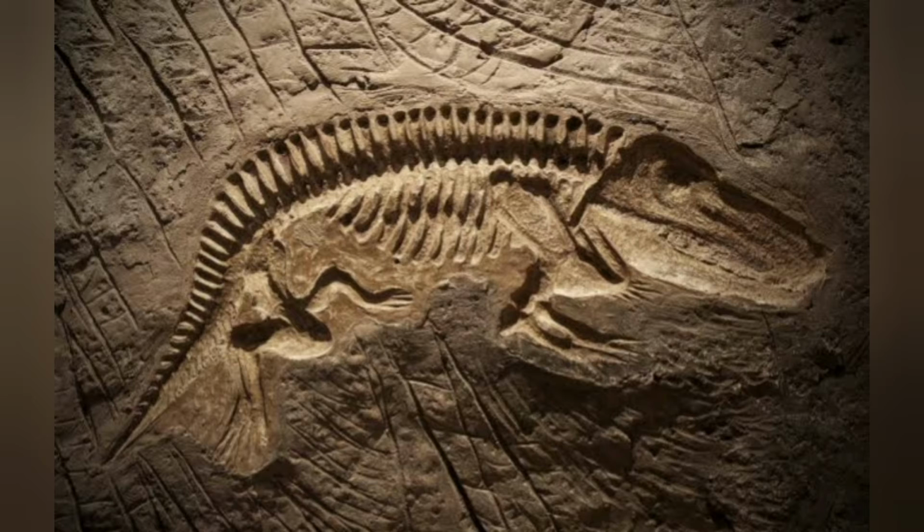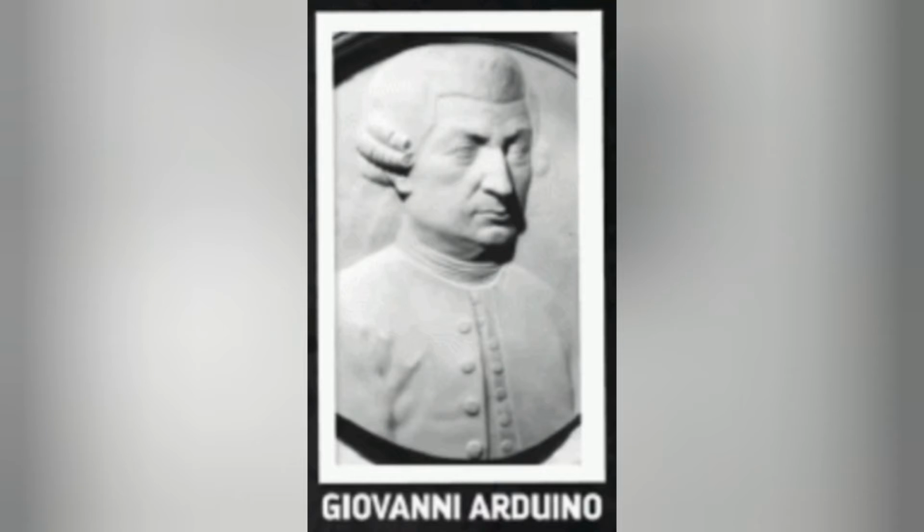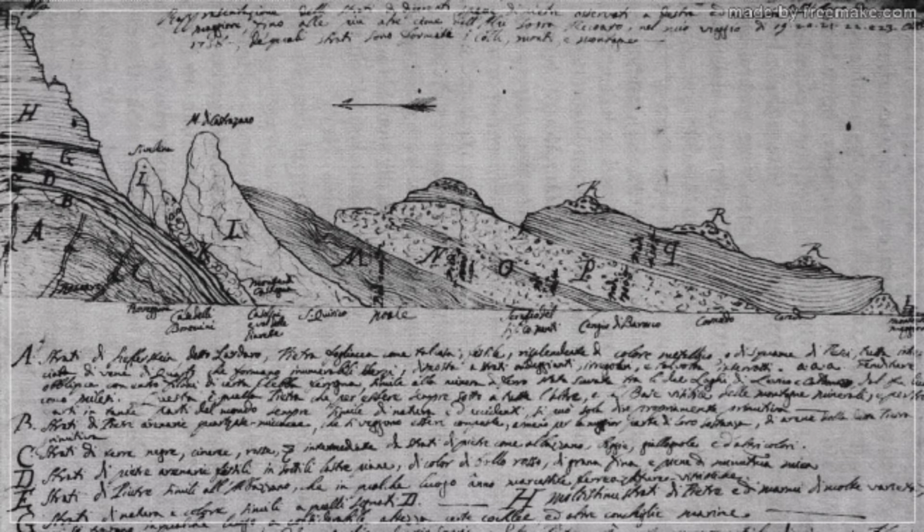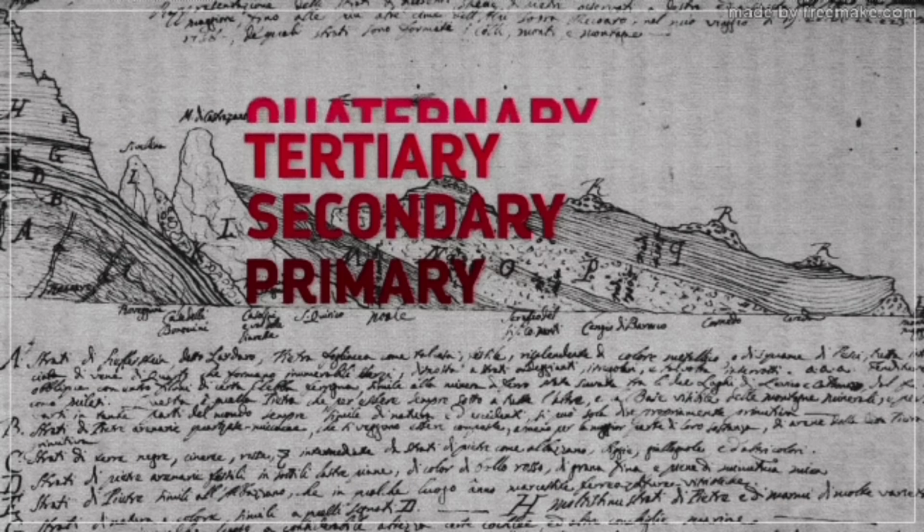Building on Steno's ideas, Italian geologist Giovanni Arduino went a step further and began naming the layers of rock. In the 1760s, Arduino studied the Italian Alps, organizing their layers based on their depth and composition. The lowest layers of metamorphic and volcanic rocks he called their primary layers. Above those were hard sedimentary rocks, which he called secondary, and the top layers of softer alluvial deposits he named tertiary and quaternary.